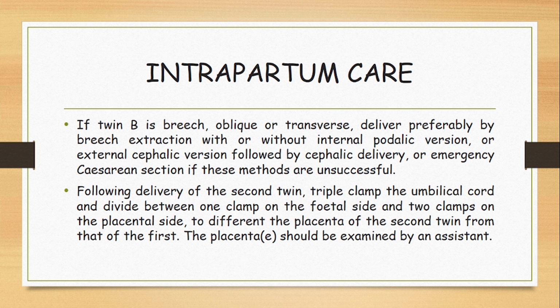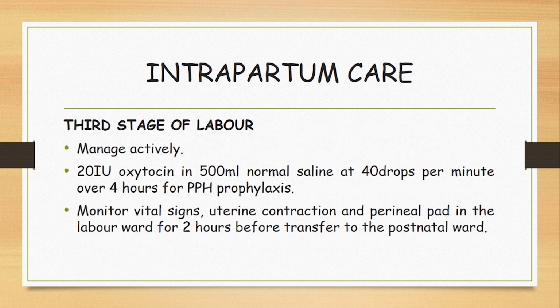Following delivery of the second twin, triple clamp the umbilical cord and divide between 1 clamp on the fetal side and the 2 clamps on the placenta side to differentiate the placenta of the second twin from that of the first. The placenta should be examined by an assistant. The third stage of labor must be managed actively.